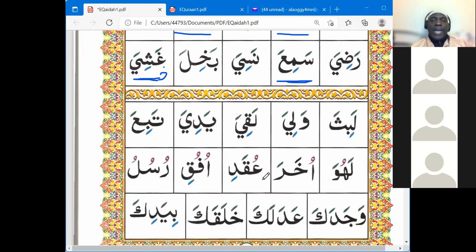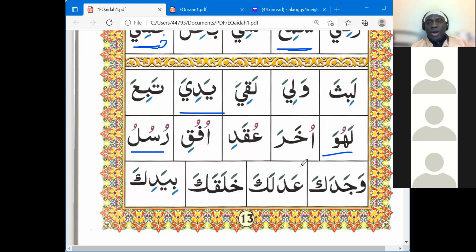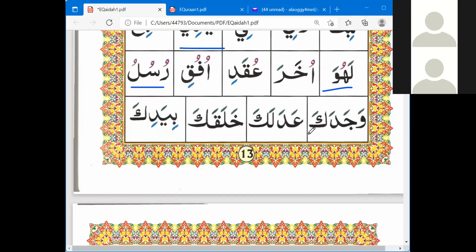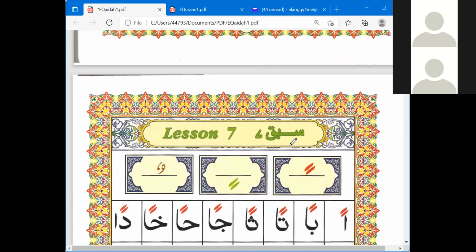I just want to make sure that we are all on the same page. What about this one? Lahua. What about this one? Yadia. What about this one? Rusulu. Okay. Okay, from Majesta. This one, please. Wajadaka. Wajadaka, this one. Adalaka. Adalaka, this one. Kolakoka. Alakoka. Kolakoka, and this one. Biyadika. Biadika. Biyadika. MashaAllah to everybody.